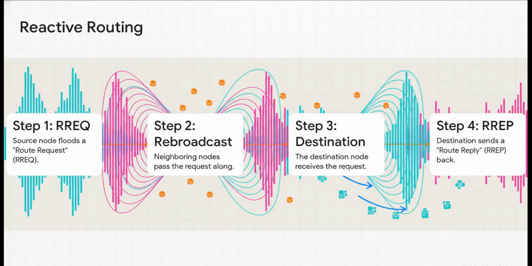Let's actually walk through how that explorer finds its way. So when one node wants to send a message, it basically just shouts out a route request to all its neighbors.